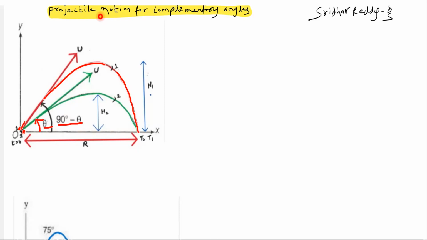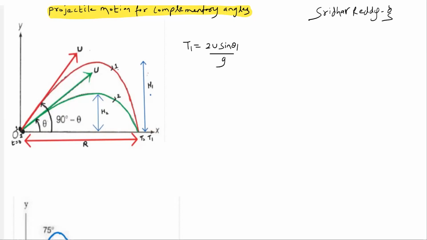Particle 2 will move in this particular parabolic path. Both will move in a parabolic path. So we are going to compare the range, time of flight, and the height ascended for the complementary angles. First I'll start with the time of flight. T1 equal to 2u sine theta 1 by g.